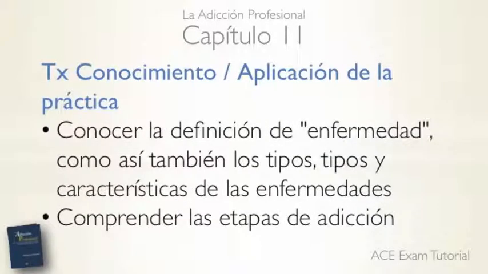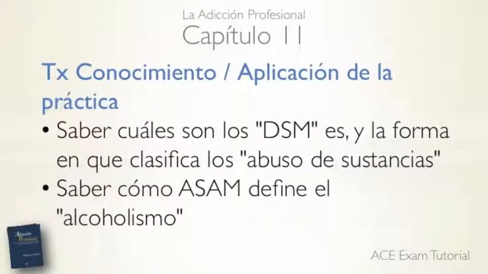In Chapter 11, know the definition of disease as well as the kinds, types, and characteristics of diseases. Know and understand the stages of addiction and be able to distinguish between them. For example, the late stage includes decreased tolerance toward the substance or activity. Know what the DSM is and how it classifies substance abuse, and also know how ASAM defines alcoholism.